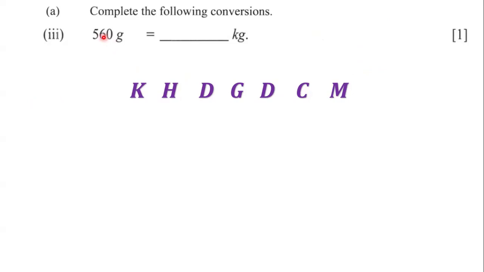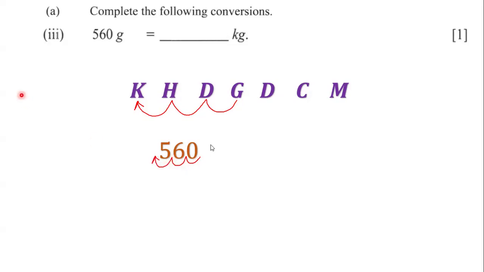So we have 560 grams is equal to blank kilograms. Again, we're moving from grams to kilograms. And we're going to move over how many times? We move over 3 times. 3 times to the left or to the right? To the left. Very good. So we have 560 and we have the decimal point right here. Carry it over 3 times. It's going to be 1, 2, and 3.